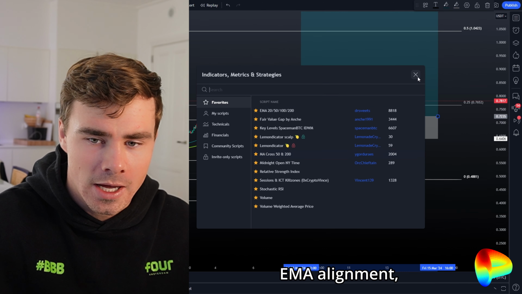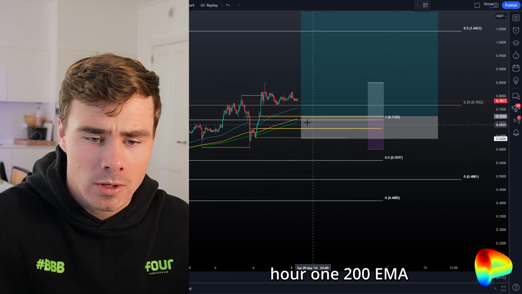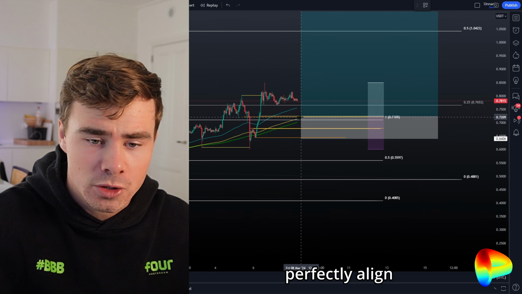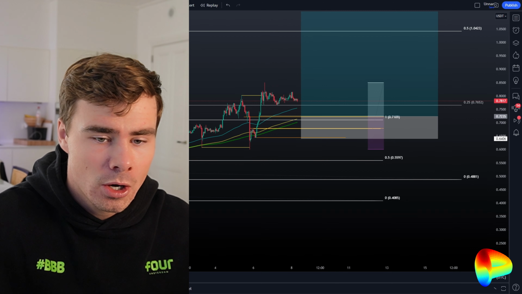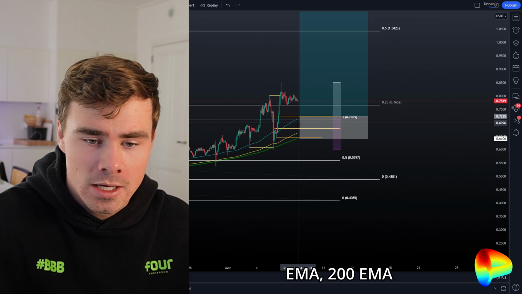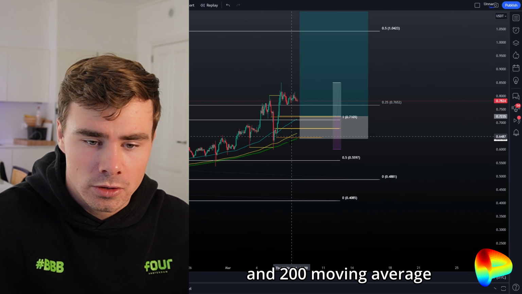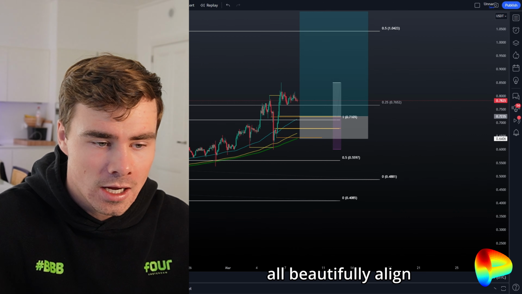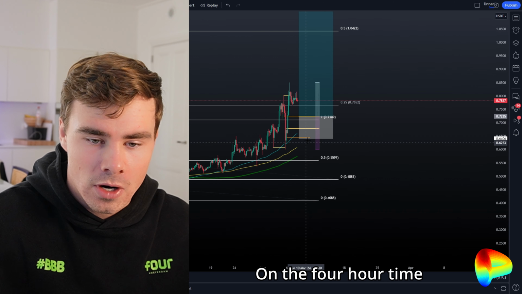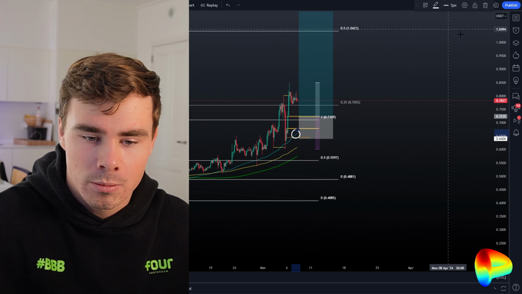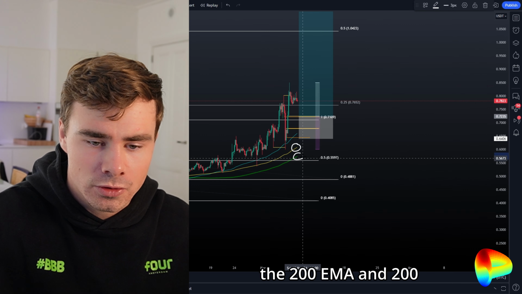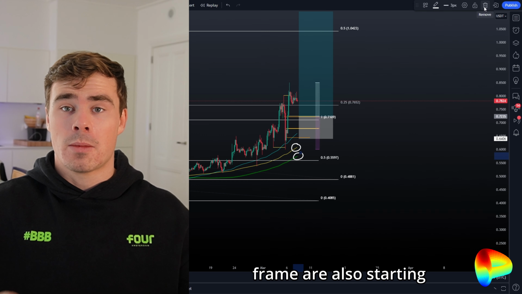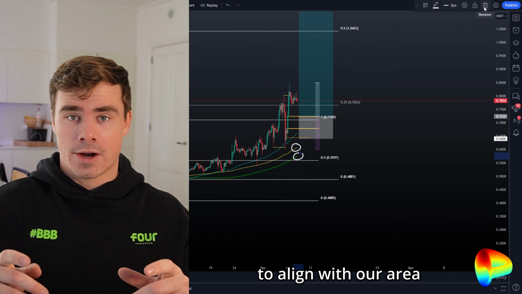Also, if we look at the EMA alignment, we can see that the hour 1, 200 EMA and 200 moving average perfectly align with our area of interest. If we check the 2-hourly time frame, we can see that the 100 EMA, 200 EMA and 200 moving average all beautifully align with our area of interest. On the 4-hourly time frame, the 100 EMA is beautifully aligning, and slowly but surely the 200 EMA and 200 moving average on the 4-hourly time frame are also starting to align with our area of interest.